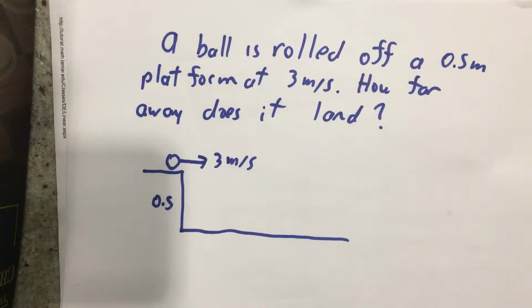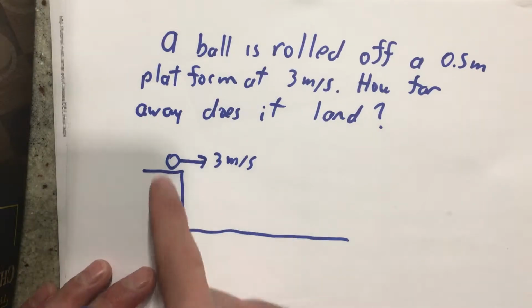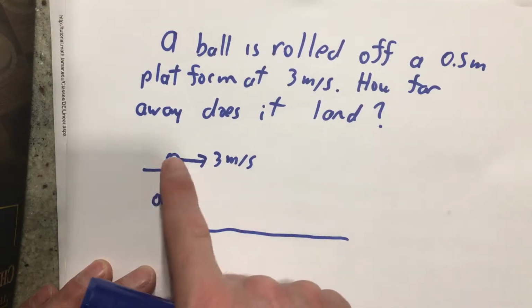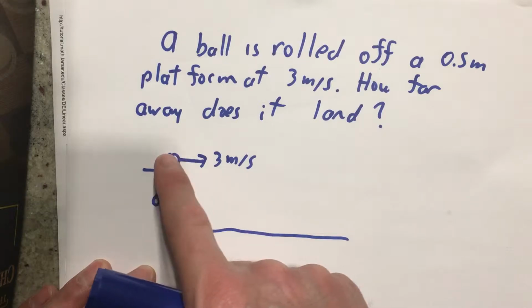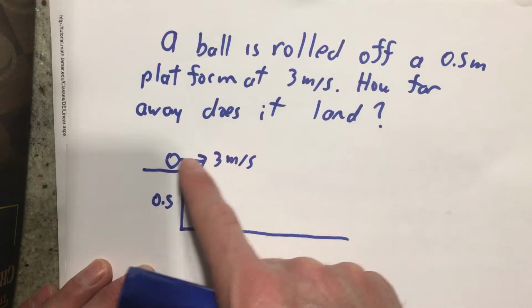A ball is rolled off a 0.5 meter platform at 3 meters per second. How far away does it land? So we have a ball that's here. It's rolled off of a platform with this initial velocity of 3 meters per second this way.